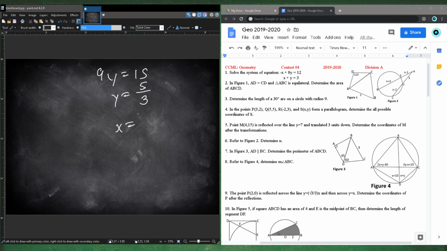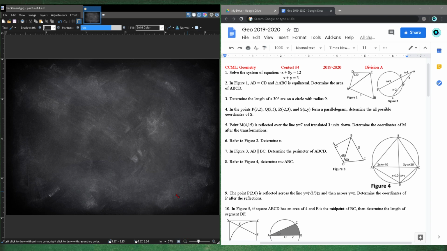Plug that back into your equation x plus y equals 3. 3 is 9 over 3, so 9 over 3 minus 5 over 3 is 4 over 3. And that should be your coordinate form: 4 thirds, 5 thirds. You have to write it in this specific form because they're solving for the coordinates.